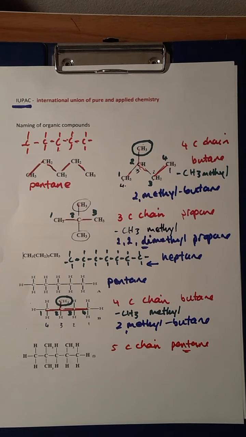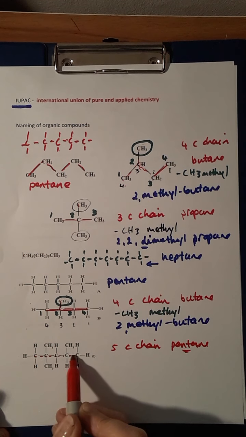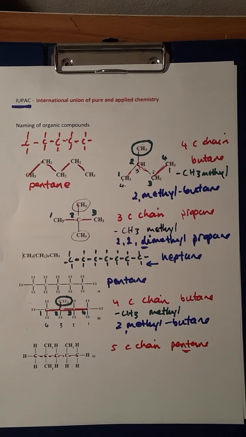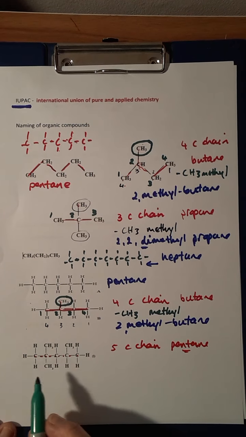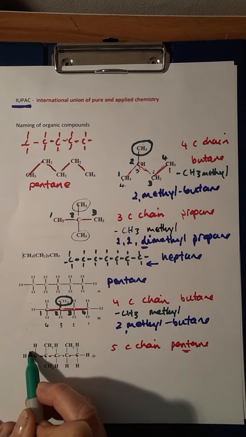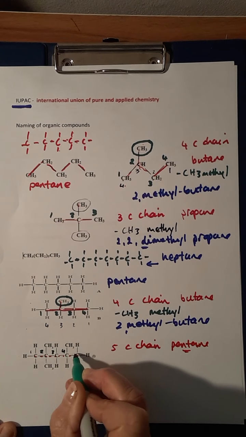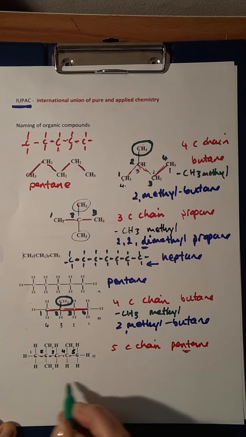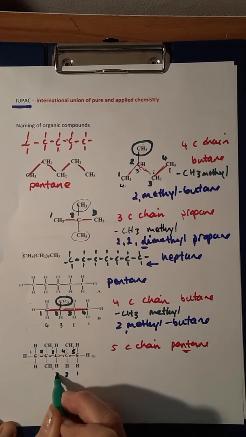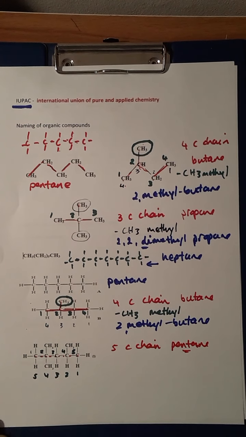Now, I've got a couple of substituents added. Let's see, where are they? So this is my chain now, 1, 2, 3, 4, 5. I'm going to number my carbons. I can number them 1, 2, 3, 4, 5, or I can go this way, 1, 2, 3, 4, 5. So I can go left to right or right to left.